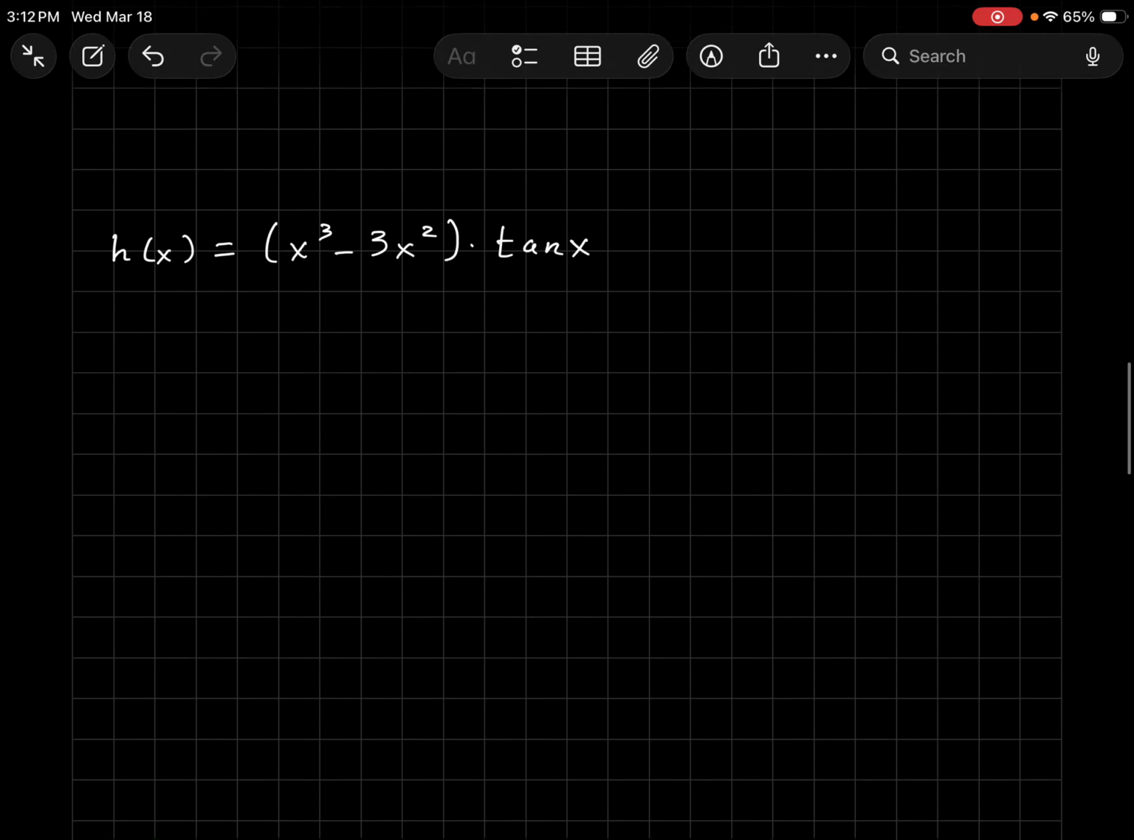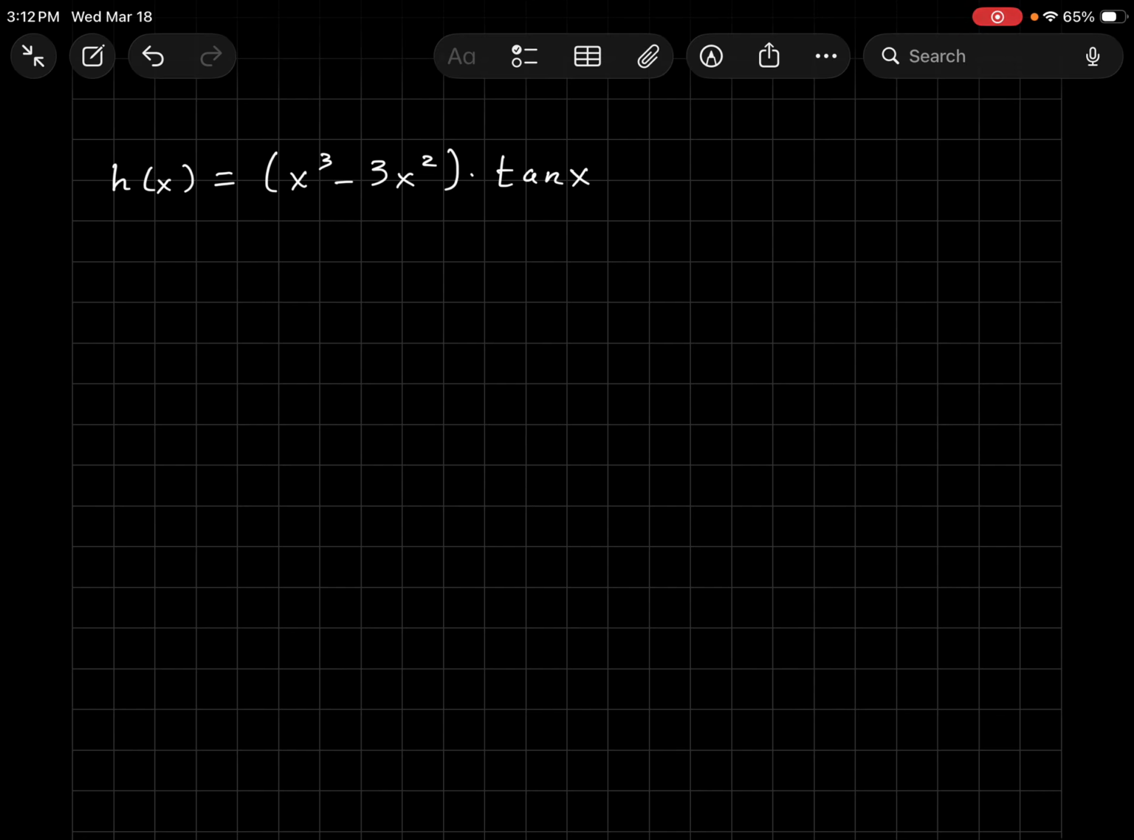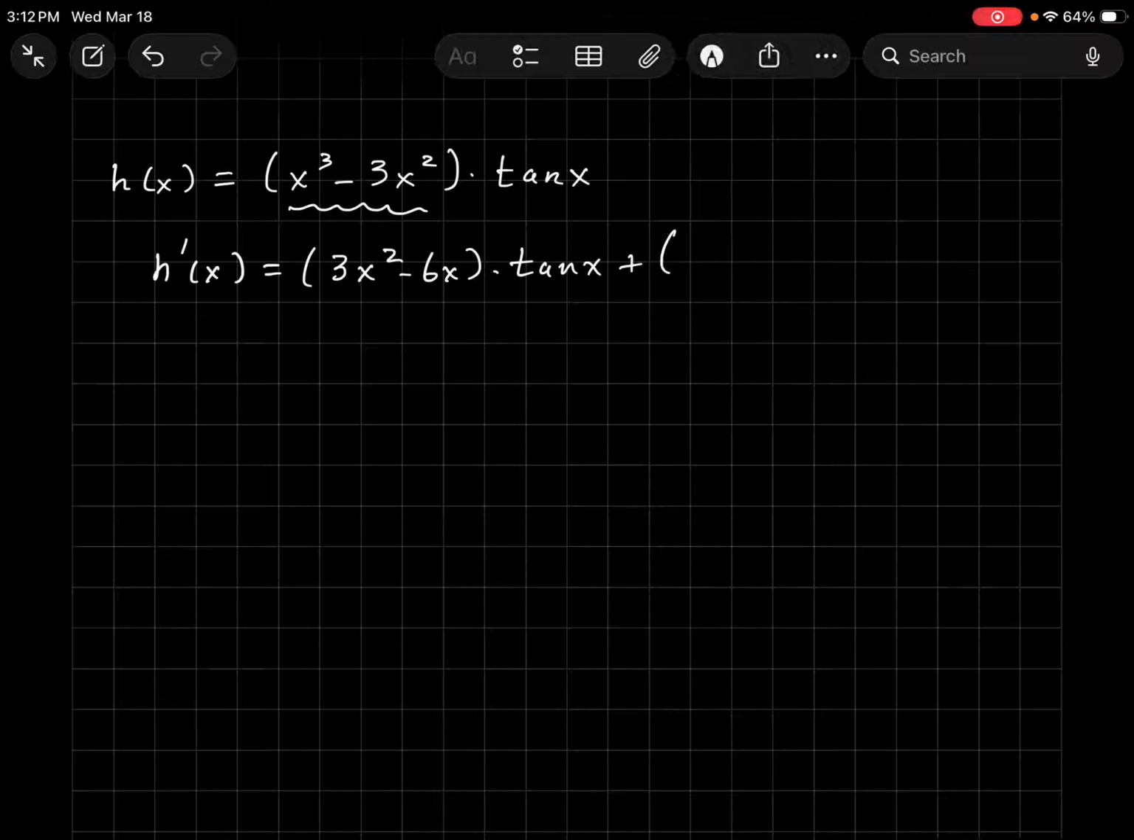One more algebraic example, which again is a product. So h of x is x cubed minus 3x squared times tan x. The derivative is the derivative of the first part, 3x squared minus 6x, leaving the second part alone, plus leave the first part alone, times the derivative of the second part.